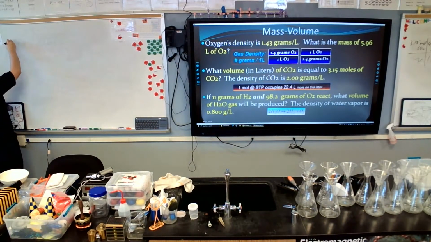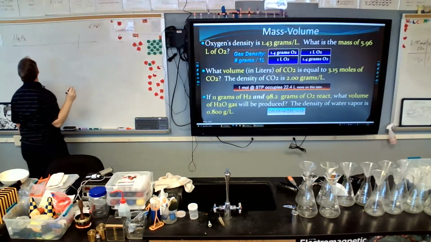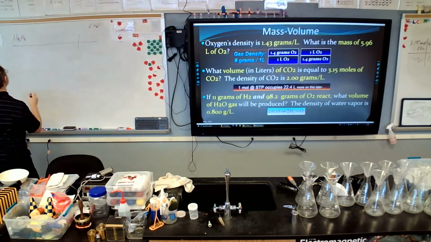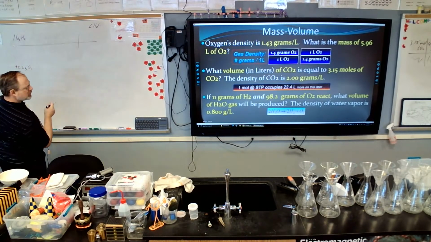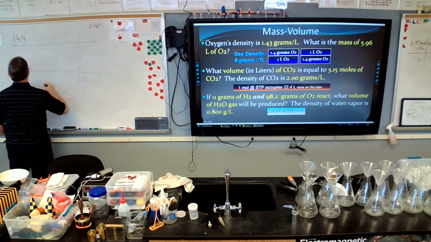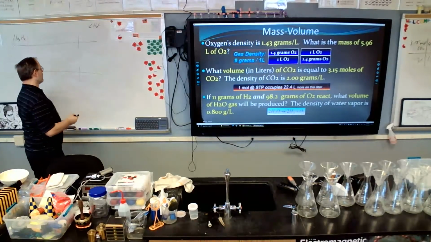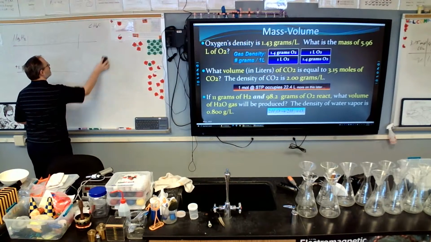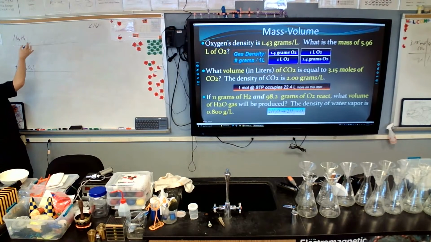So this is a limiting reactant exercise, and we got 11 grams of H2. We're eventually going to end at liters of H2O. And we also have 98 grams of O2. Now again, in a limiting reactant exercise, you're given two reactants, and you need to come up with the same product in both cases. So we need to convert our H2 to moles.